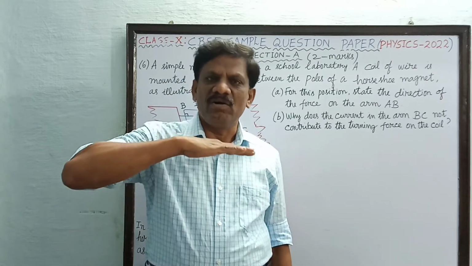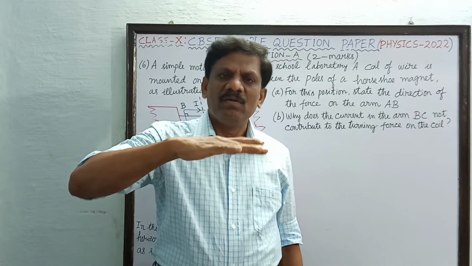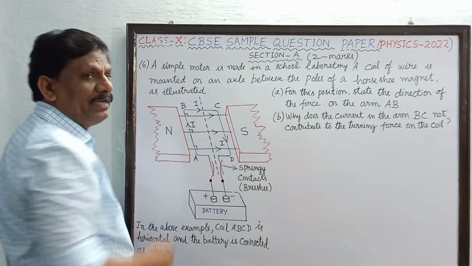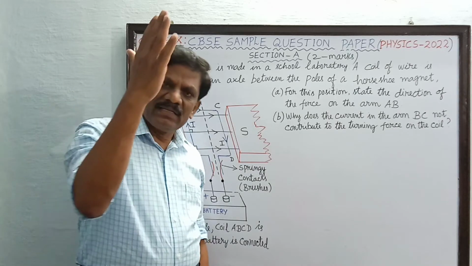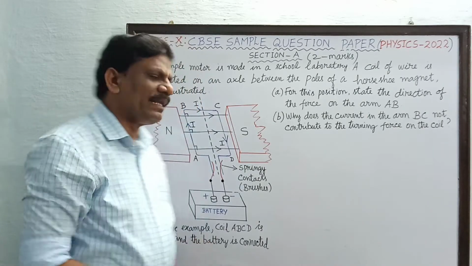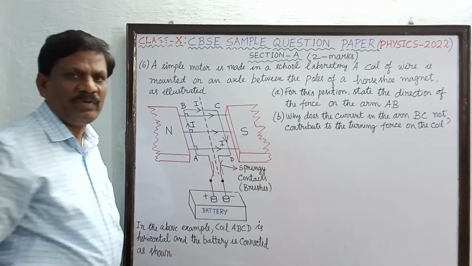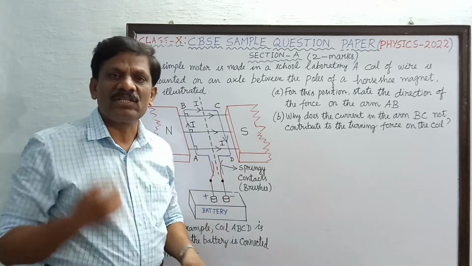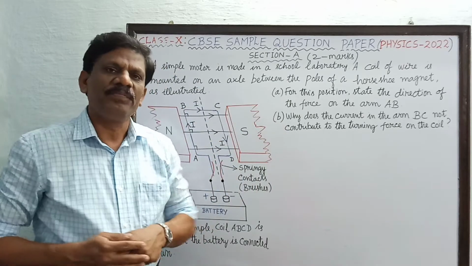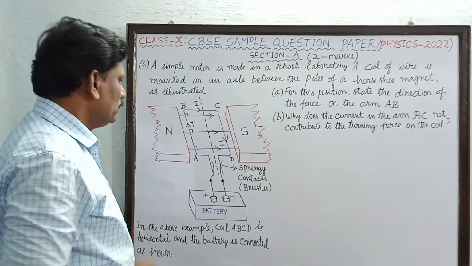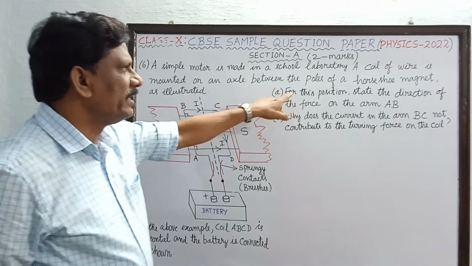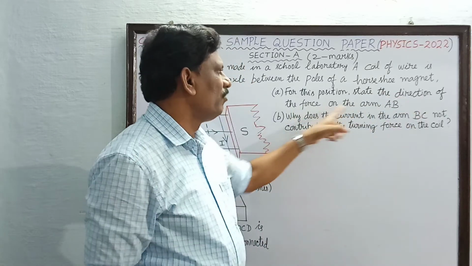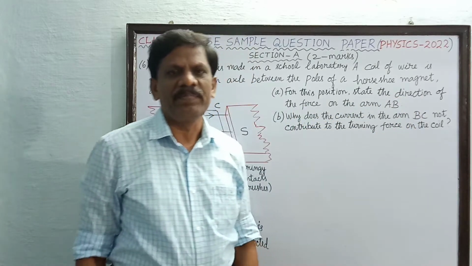So the plane of the coil is horizontal, so that when current flows in the arm A to B, the current is perpendicular to the direction of the magnetic field lines from north to south. We have studied that also. The lines of force travel from the north pole towards the south pole. So what is the first question? A, for this position, state the direction of the force on the arm AB.